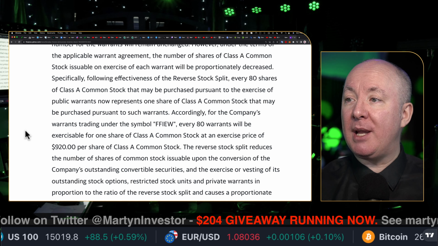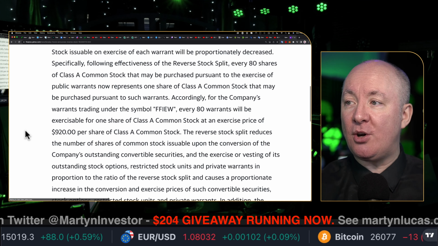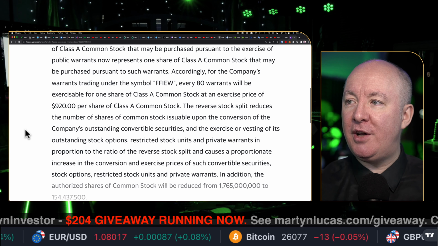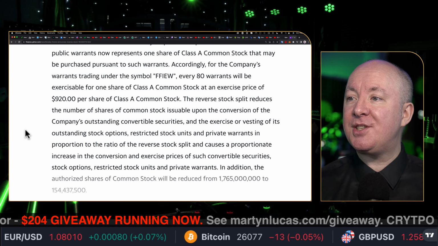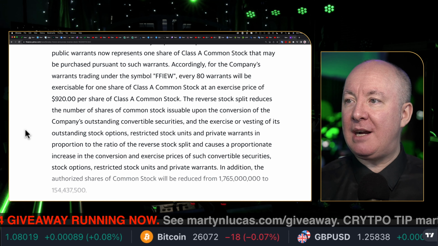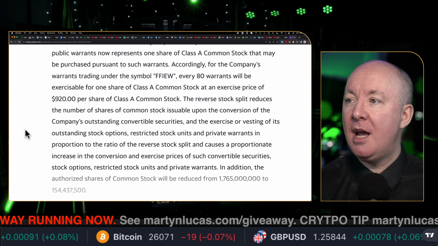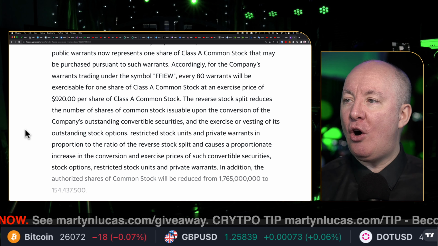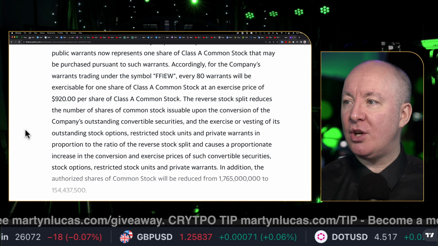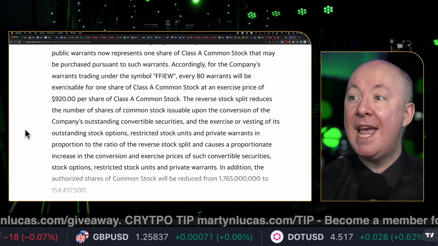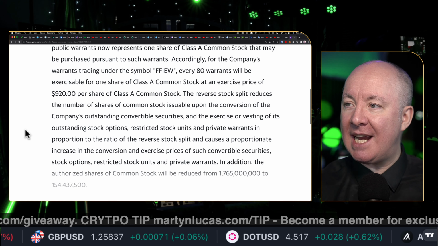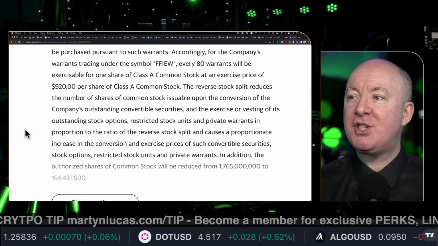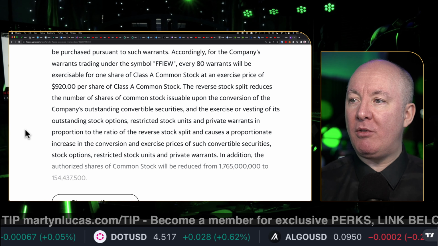The reverse stock split reduces the number of shares of common stock issuable upon a conversion of the company's outstanding convertible securities, and the exercise of its outstanding stock options, restricted stock units, and private warrants, in proportion to the ratio of the reverse stock split, and causes a proportionate increase in the conversion and exercise price of such convertible securities, stock options, restricted stock units, and private warrants.